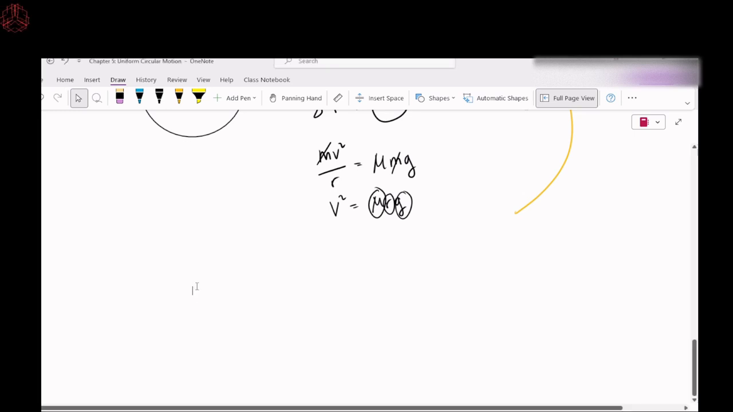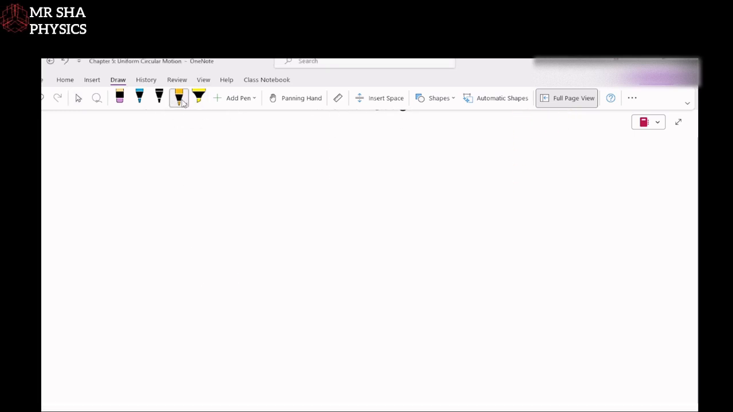Okay, now what we want to consider is vertical circular motion.